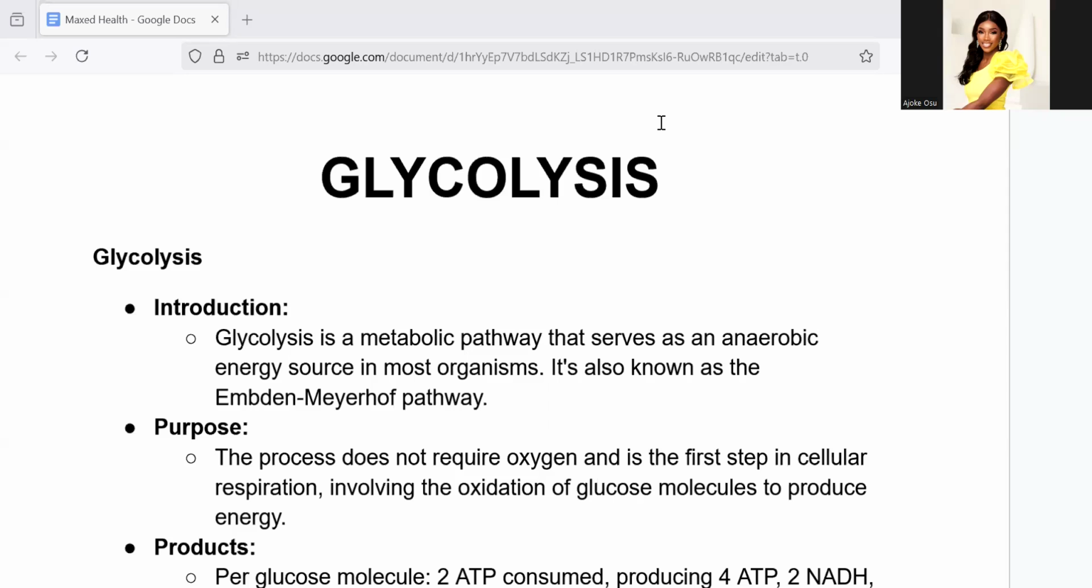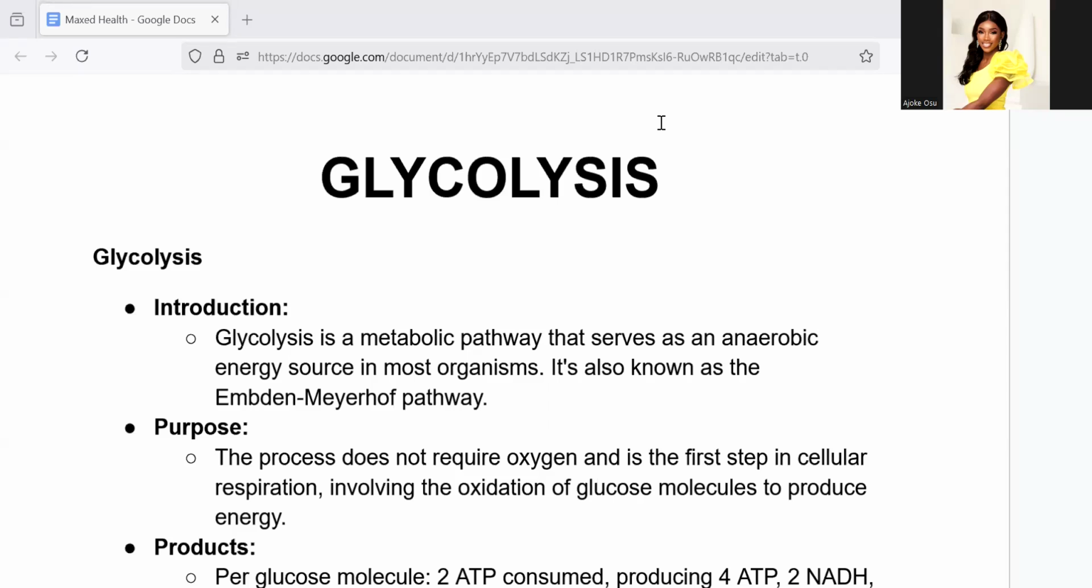So today we're going to be learning all about glycolysis, and this is a very important topic because it helps you understand the whole metabolic pathway about the energy source of most organisms. So let's get right into it.